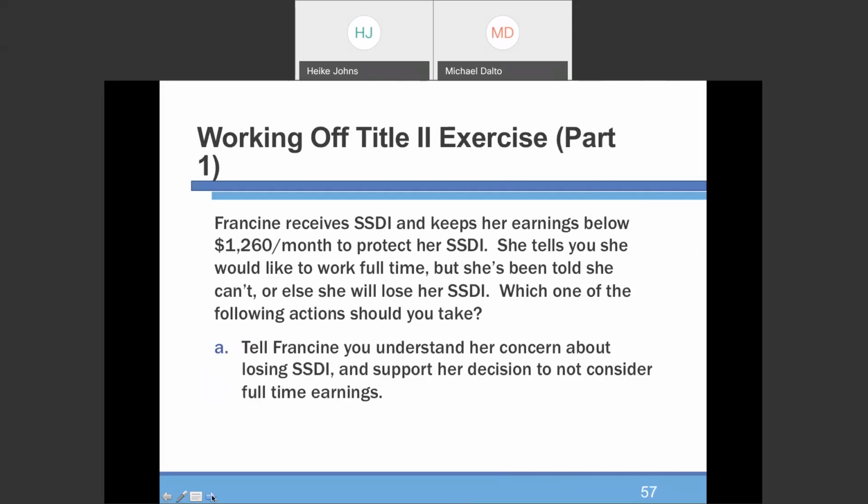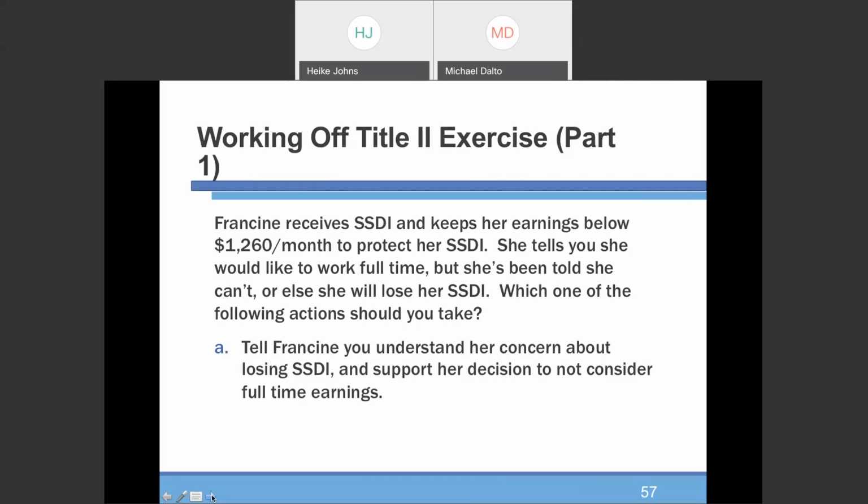So let's do a quick exercise involving this. Here's Francine, who gets SSDI and keeps her earnings below $1,260 a month, below the SGA dollar amount, to be sure she keeps her SSDI. She tells you she would like to work full-time, but she's been told she can't, or else she'll lose her SSDI. Which one of the following actions should you take?